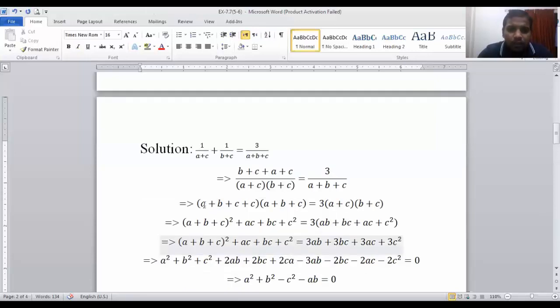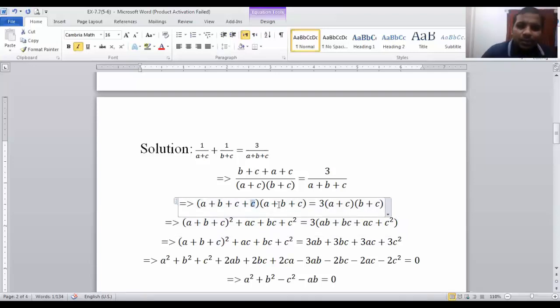Okay, now we multiply a plus b plus c and these a plus b plus c. So we get a plus b plus c whole square. There one c is left. We have to multiply all the terms from a plus b plus c. We get c into a is ac, c into b is bc, and c into c is c square.